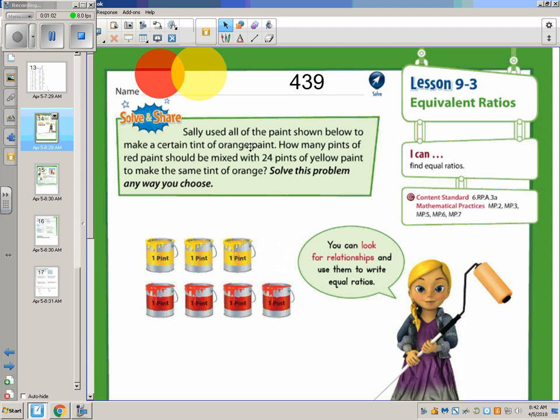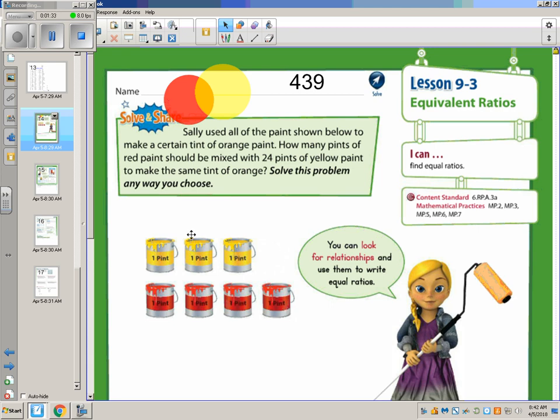So today's solve and share lesson says Sally used all of the paints shown below to make a certain tint of orange paint. How many pints of red paint should be mixed with 24 pints of yellow paint to make the same tint of orange? Solve this problem any way you choose. So she's got some red paint, she's mixing it with yellow to get an orange color. And this shows a ratio of 3 pints of yellow to 4 pints of red.